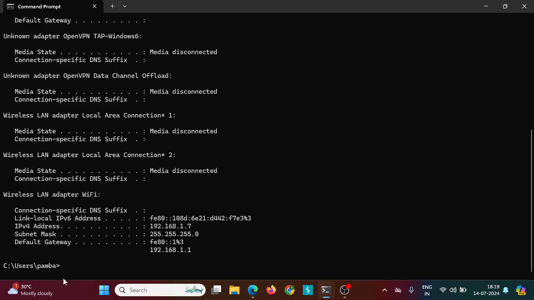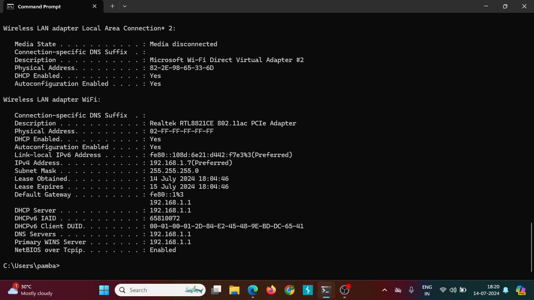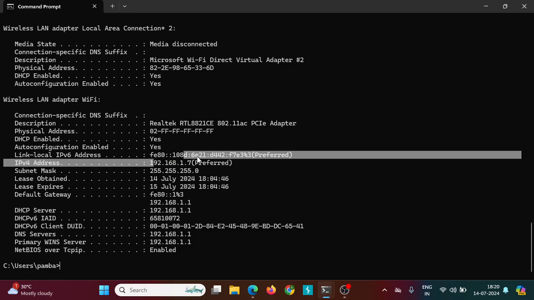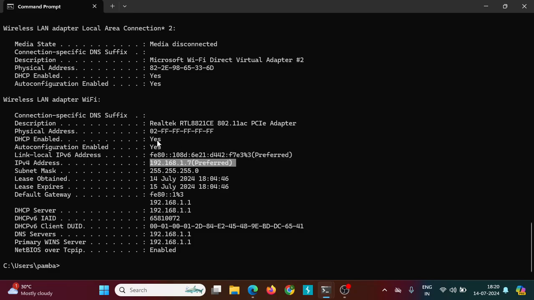So for finding out the MAC address, we need to add /all. This command will give all the information related to the IP addresses. We can see here our system IP address, and this is the physical MAC address of my system, and this is the router address.